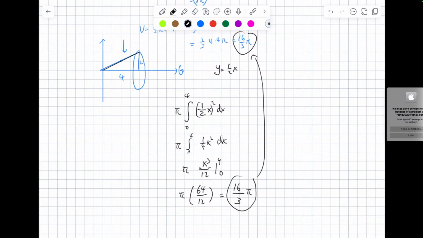Geometry and calculus match up. Does this make sense? Is this okay? Good. So let's call this method, we're going to talk about what's a washer method.